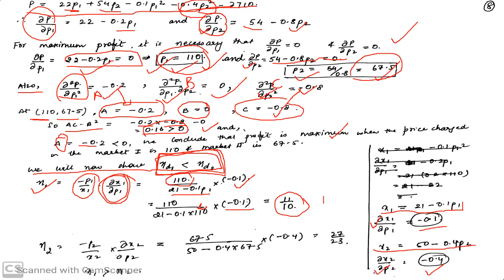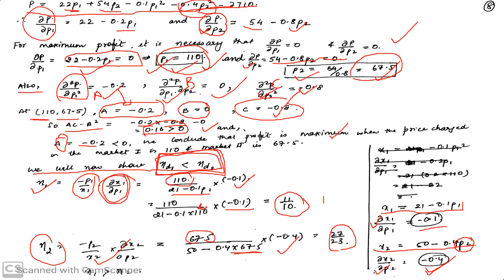Now you find the elasticity in the second market, right, same steps you follow. P2 जो है 67.5 है, वो डालो यहाँ पर आप, और x2 की जो x2 है जो हमारा फंक्शन दिया होता है 50 - 0.4 P2 में सब्स्टिट्यूट करो वैल्यू, यहाँ पे P2 कितना है 67.5, you put the value over here and delta x2 by delta P2 you got -0.4, if you put it over here you get this as 27/23, right.